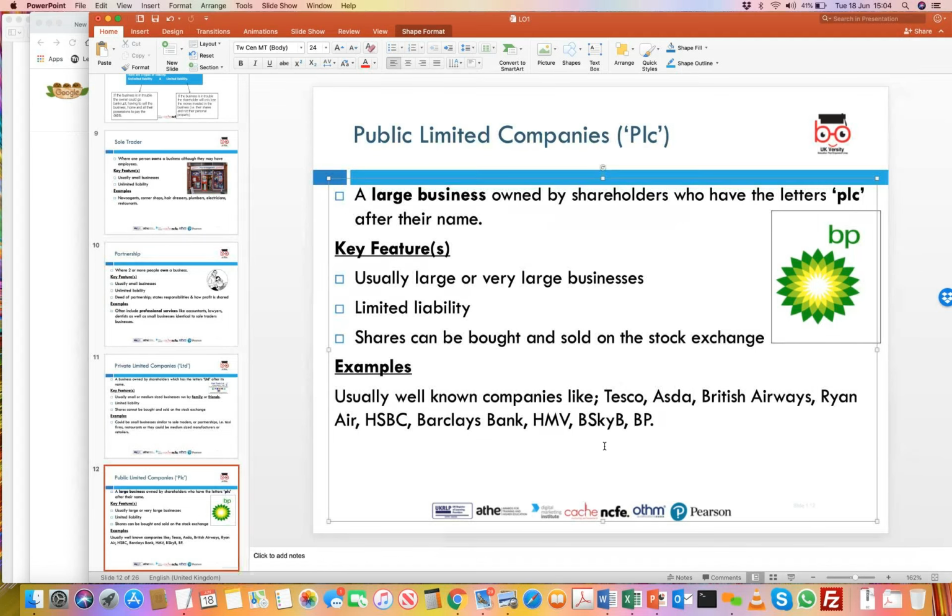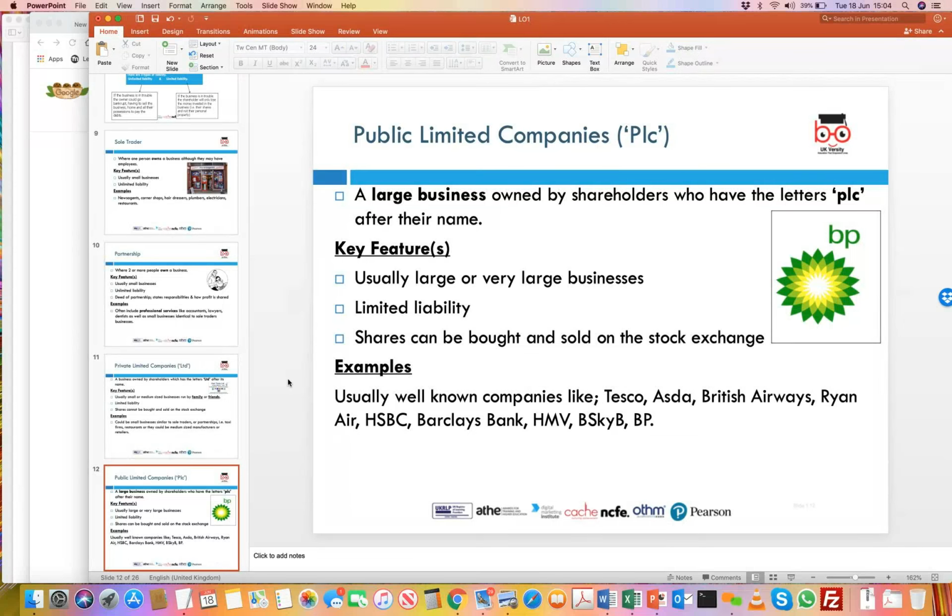So let me ask you a question. What type of company is Apple? PLC. Very good. So Apple is a PLC because it is listed on the stock exchange, its shares can be bought and sold by members of the public, and it is a large organization which has operations in so many countries. Correct?